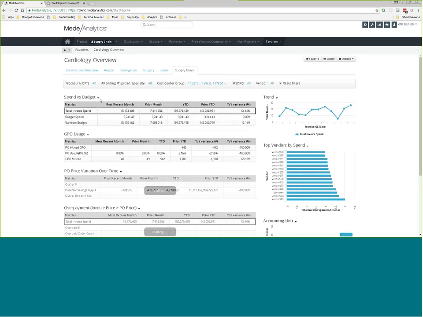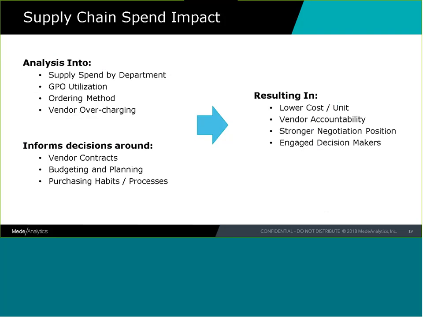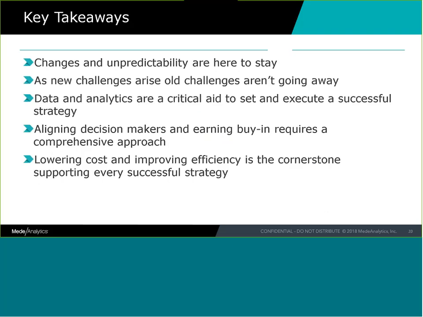I'm going to switch back to the slides, and we'll just cover a couple high-level takeaways. The first point is that point we made earlier. What do we know about the next 5 years? The only thing that we can predict is that unpredictability and changes are here to stay. And in order to effectively make sure that we're going to weather that storm, that our strategy is going to be responsive to our market and our business characteristics, data and analytics are going to be a critical aid to set and execute that successful strategy.